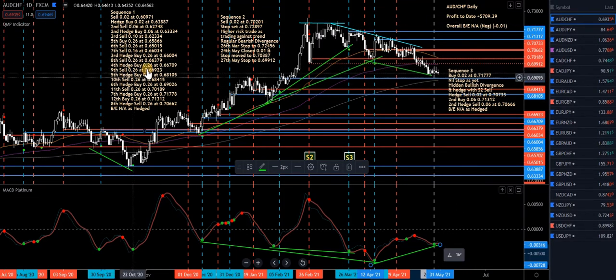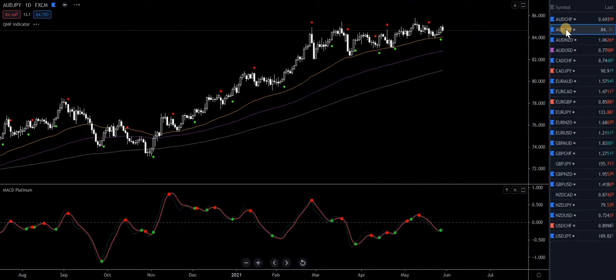Then if I get another buy signal, I'll take another buy trade on this sequence 1, and hopefully try and clear some of that. So it's a bit of a process, but that's what I'm doing. Oz Japanese yen, let's have a look at that.